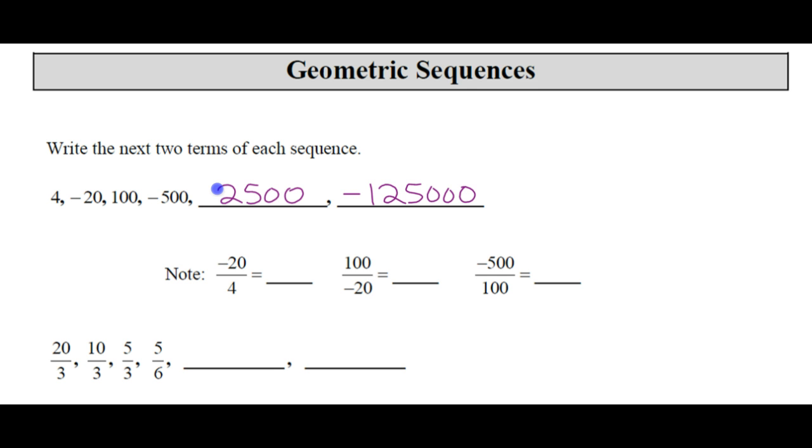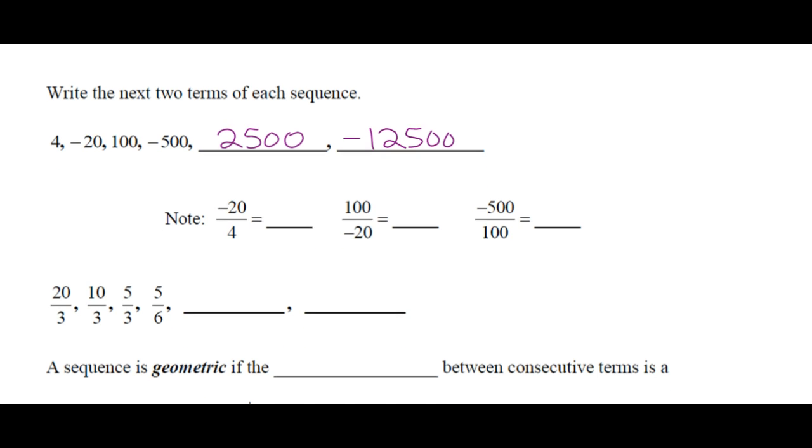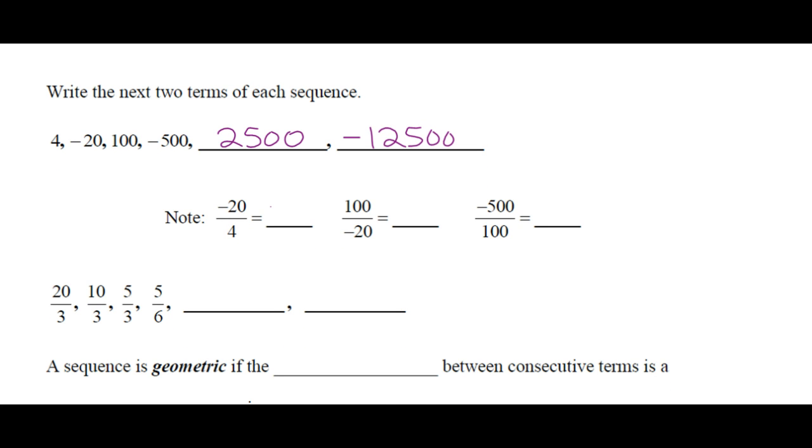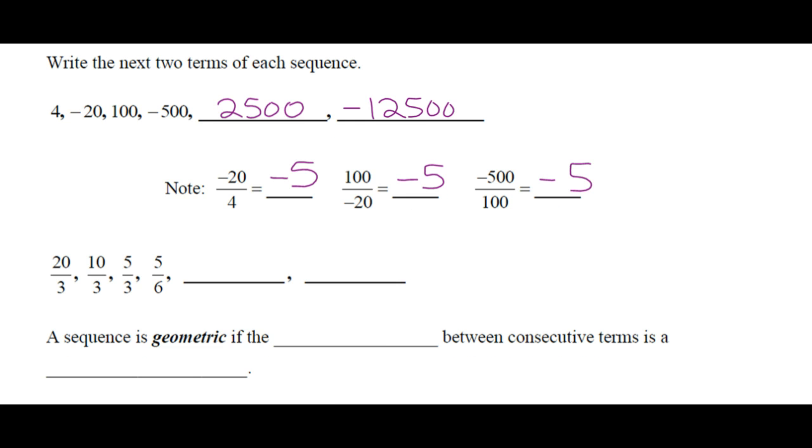Yeah, 12,500. Note, so what's negative 20 divided by 4? Negative 5. What's 100 divided by negative 20? What's negative 500 divided by 100? Okay, so we're pretty good at looking at the pattern, right? So by just looking at it, we say, well, yeah, it looks like you're multiplying by negative 5, right?